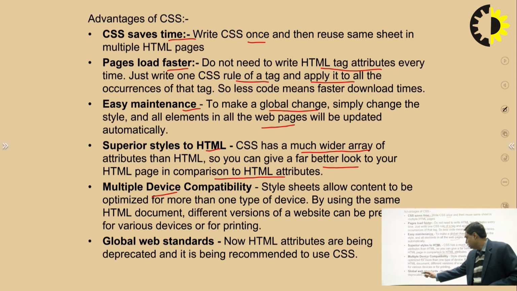Now CSS is also applicable for global web standards, because if you are creating web pages with the help of CSS, you are following the web standards and there is no need to write HTML attributes. With the help of CSS attributes, you can write the web pages. Because as per the standard, writing HTML attributes in web pages is not good. It is deprecated, and it is recommended that you use CSS in web pages. So these are the advantages of CSS.